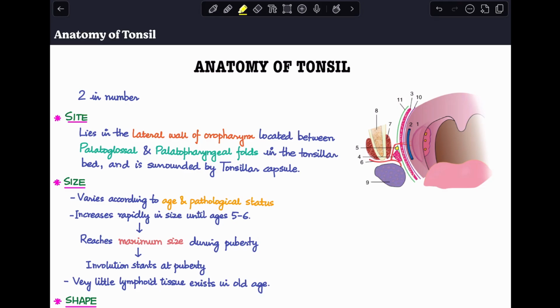Okay, so let's get started. Now, as we know, tonsil, which is also known as palatine tonsils, these are two in number, lying one on either side of the body.